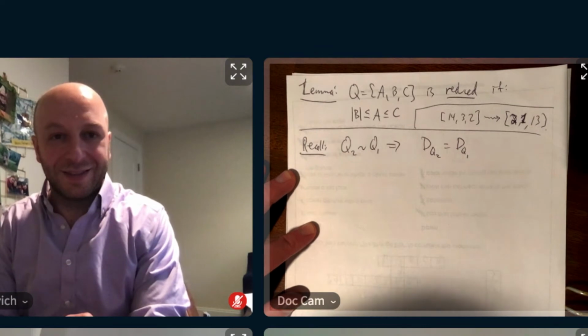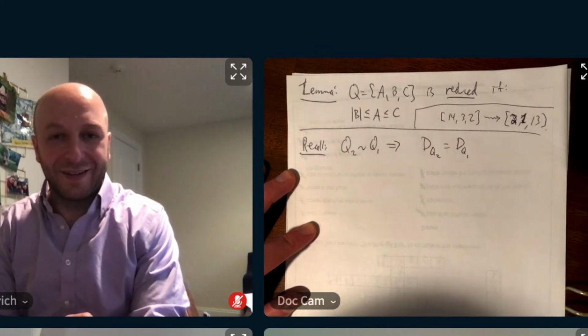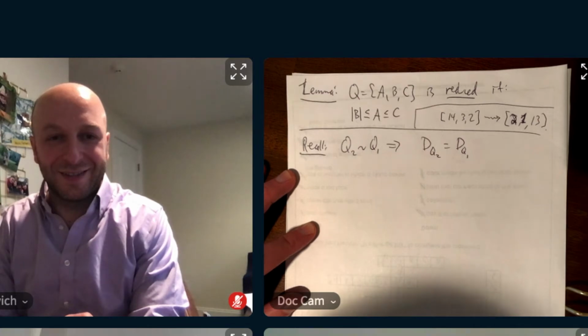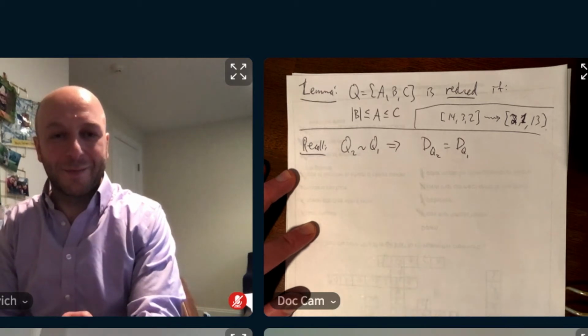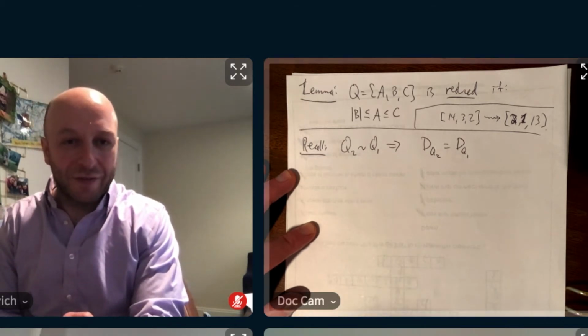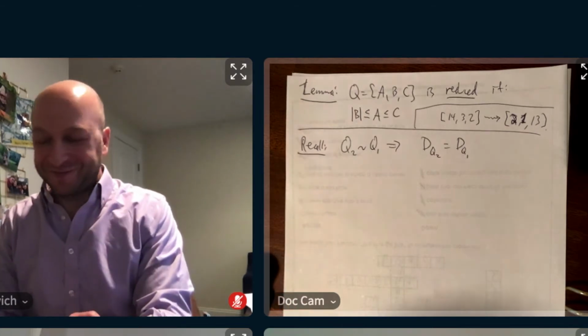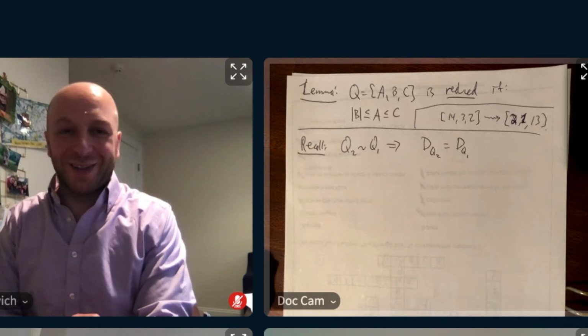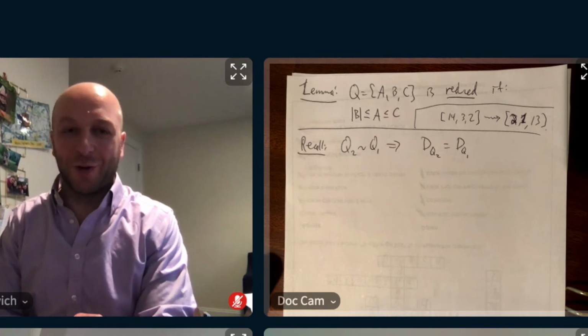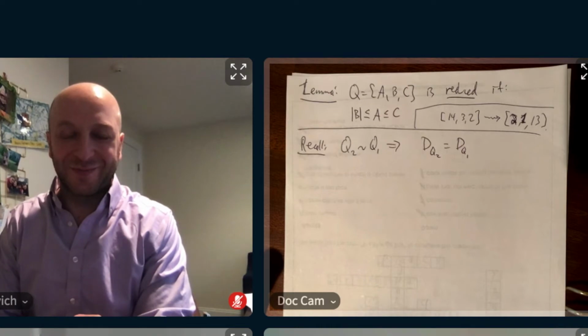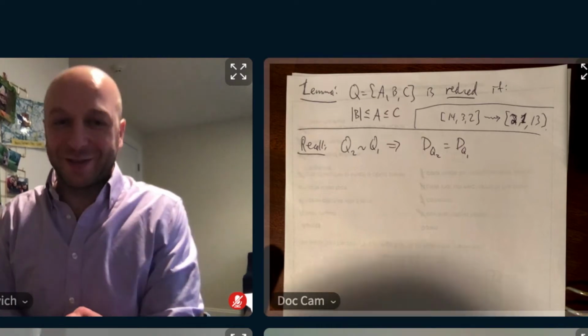Daniel? This check for being reduced only applies to D negative. Well, there's a way to make this also work for D positive. But we haven't talked about it.